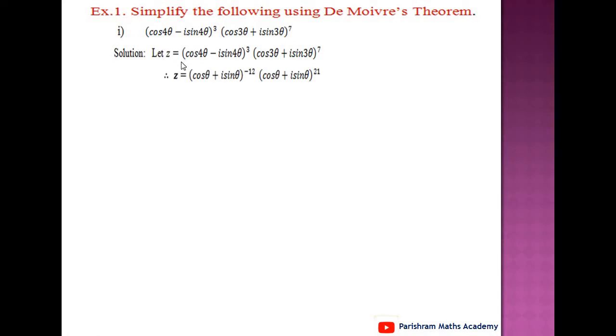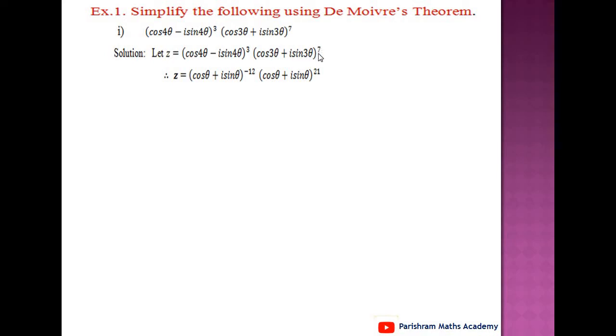Solution. First take z equal to (cos 4θ − i sin 4θ)³ times (cos 3θ + i sin 3θ)⁷. Here, using De Moivre's theorem, (cos 4θ − i sin 4θ)³ can be expressed as (cos θ + i sin θ) to the power of −4 into 3, that is −12, times (cos 3θ + i sin 3θ)⁷.